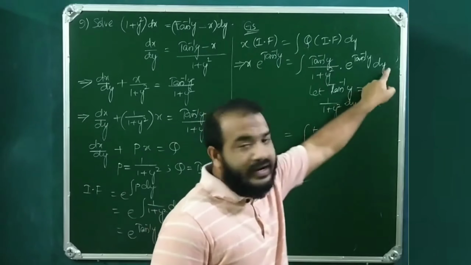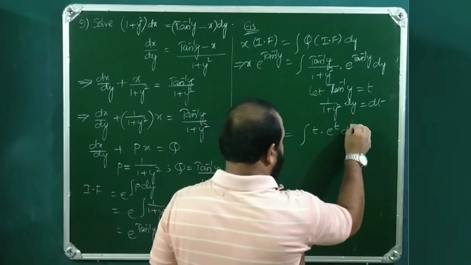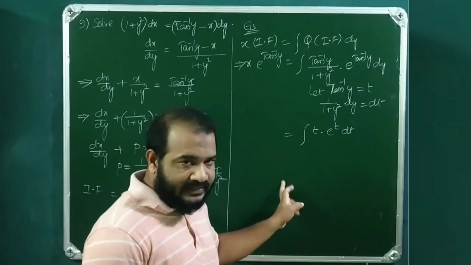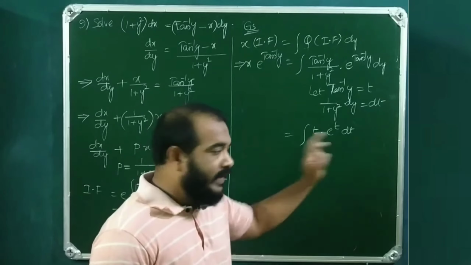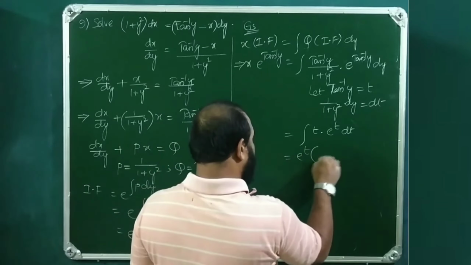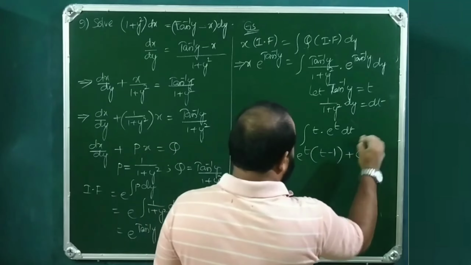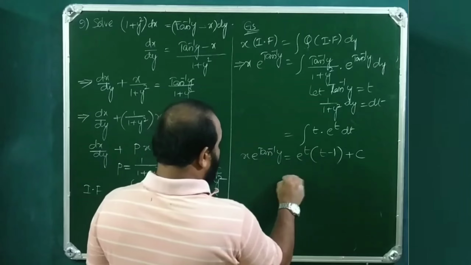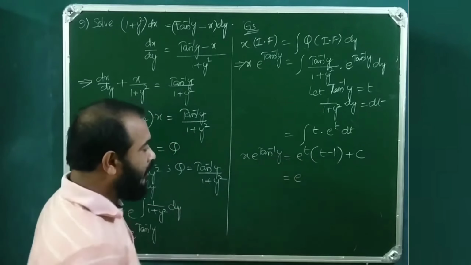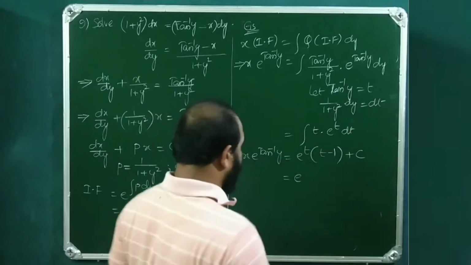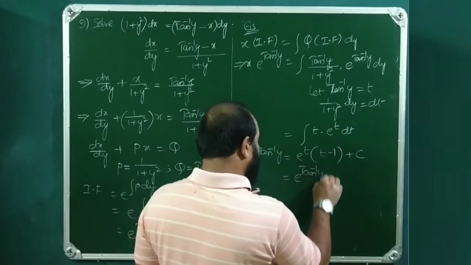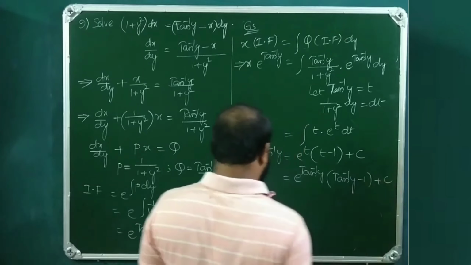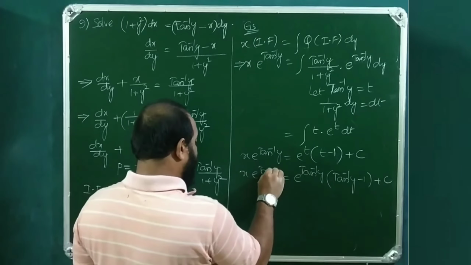1 by 1 plus y square dy is dt. So we have seen integral x e power x dx is e power x into x minus 1. Here e power t into t minus 1 plus constant of integration c, x into e power tan inverse y first. So let us replace t by tan inverse y, then we'll get tan inverse y into tan inverse y minus 1 plus c, x into e power tan inverse y equals to.